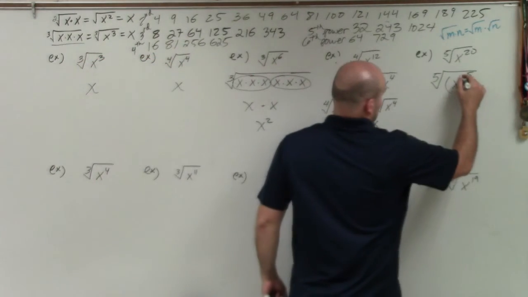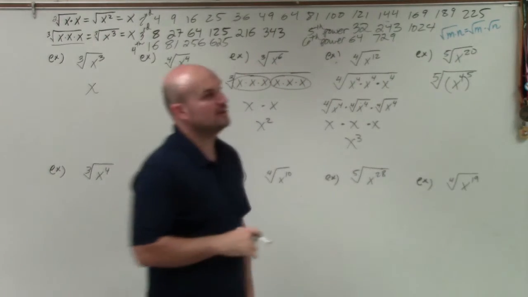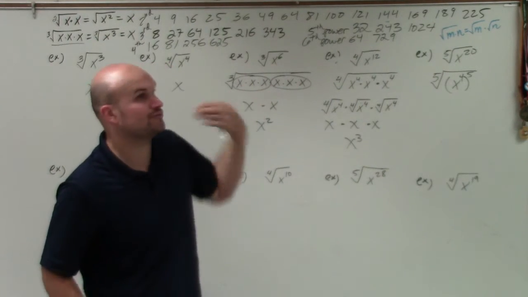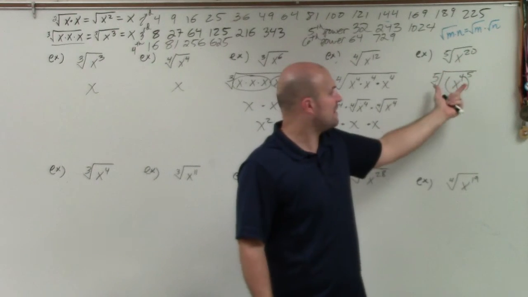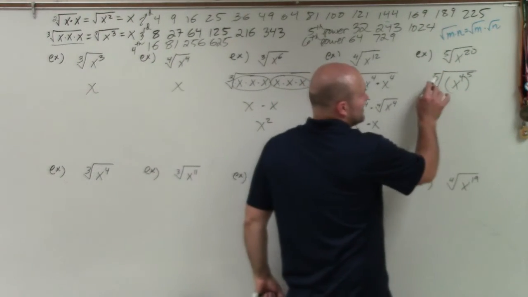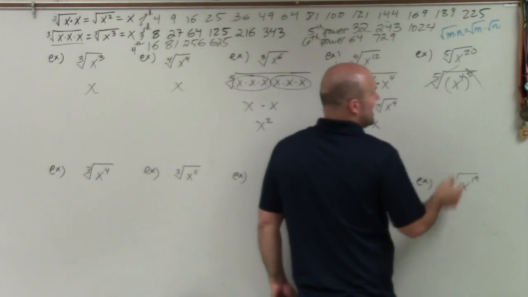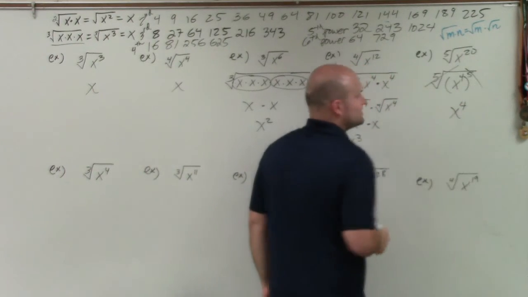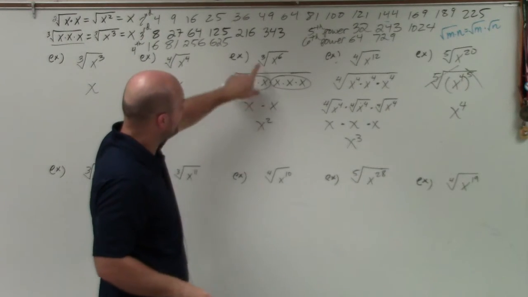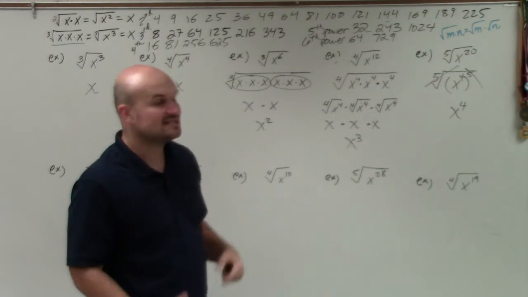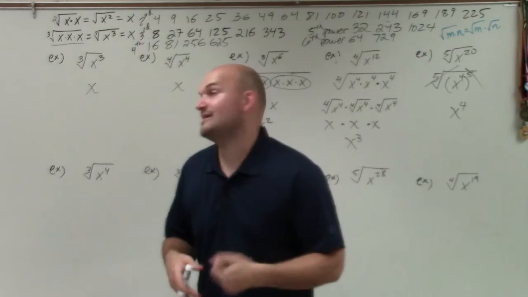Well, 5 times 4. So if we look at that, x to the 4th raised to the 5th is in reality the same thing as x to the 20th. But by writing it in this format, I know that the 5th root of 5 is just going to leave me with x to the 4th power. And you can see how for each problem, it's getting simpler and simpler by using the rules of exponents.